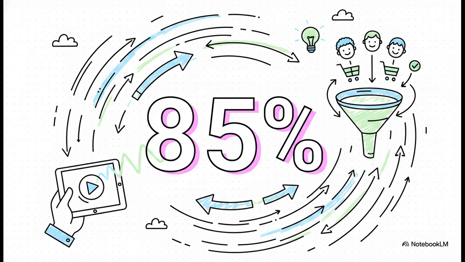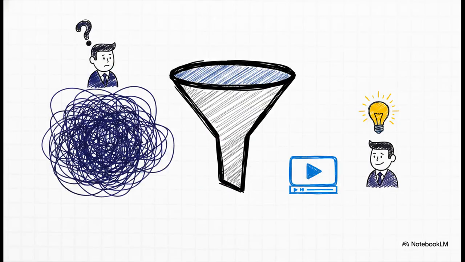And this isn't just about education. This translates directly to the bottom line. 85% of people say they're more likely to actually buy something after watching a company's explainer video. Why? Because clarity builds trust. And you need that trust before you can ask someone to pull out their credit card. It's that simple.